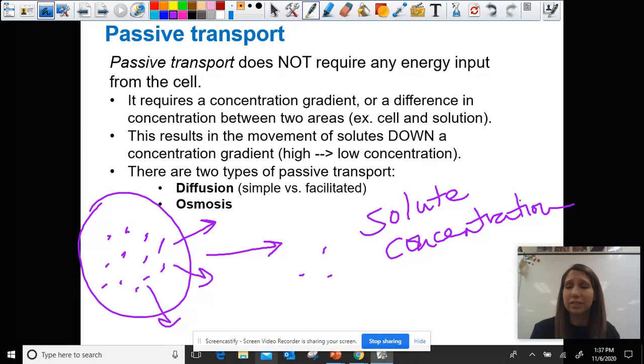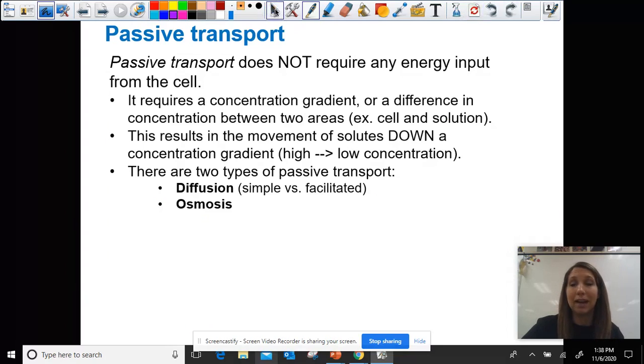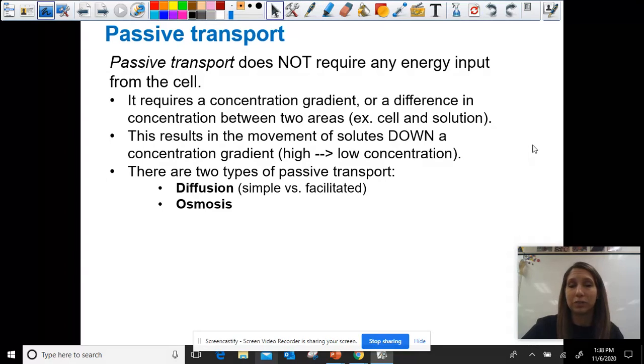There is also facilitated diffusion. We will come back to that in a little bit. But osmosis is one we're going to spend a lot of time talking about today, and we'll get to that here on the next slide. But that is specific to water. So osmosis is another type of diffusion, which is a type of passive transport. And osmosis looks at specifically the movement of water from a high concentration to a low concentration.